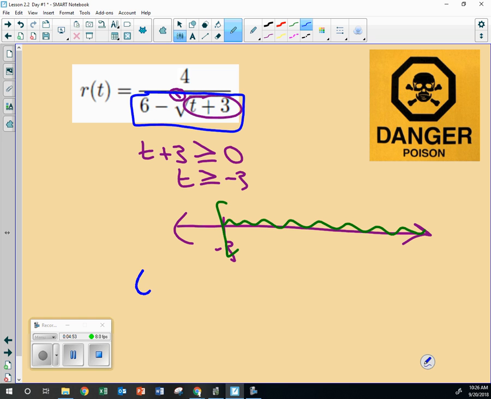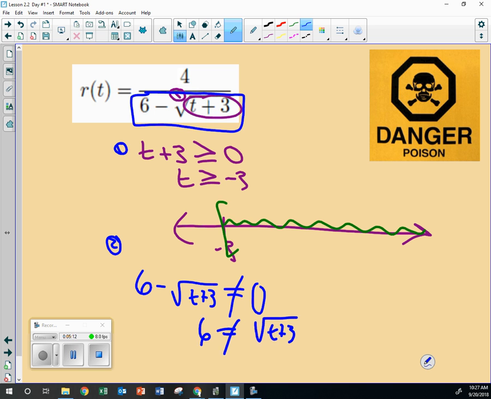0. So 6 minus square root of t plus 3 cannot be equal to 0. So this was the first part we did. This is the second part we're going to do. And so what we'll do is I'm going to move this to the other side. So 6 can't be equal to the square root of t plus 3. And what else?